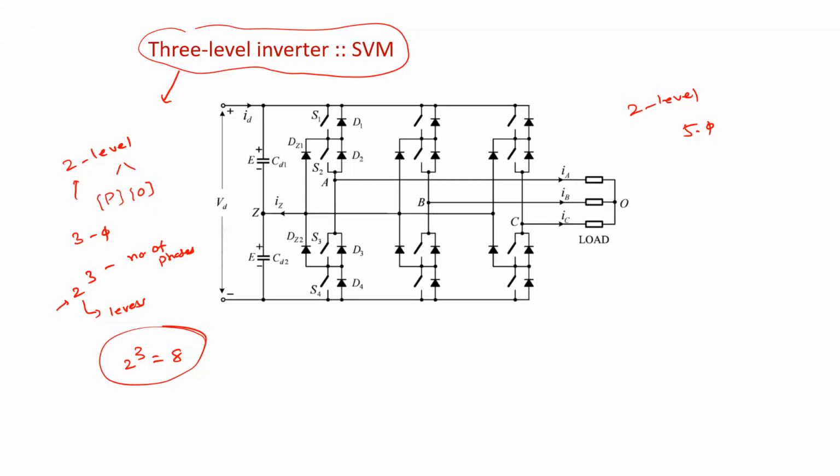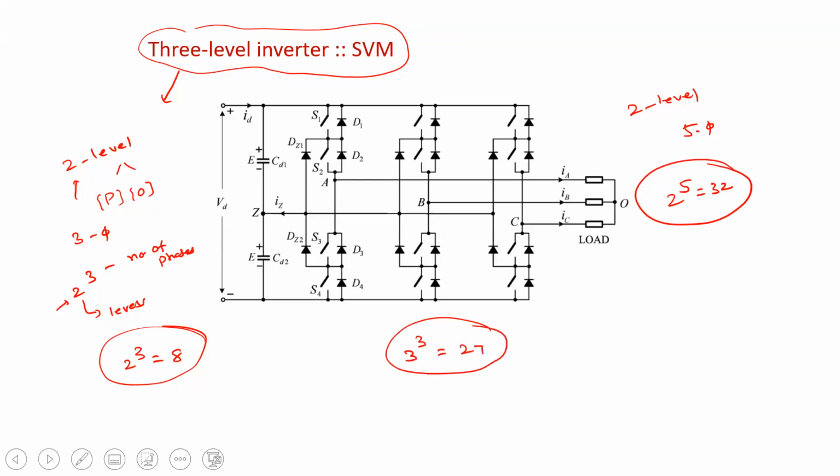It's a 2-level inverter and it's 5-phase. How many space vectors do you have? Simple question. It's 2 to the power of 5, right? So 32. Same thing if it is a 3-level inverter with 3 phases: how many vectors do we have? 3 to the power of 3, so 27 space vectors we have. Understood?